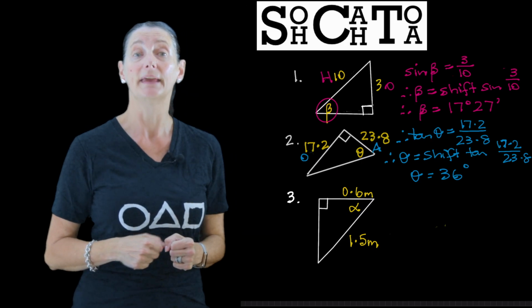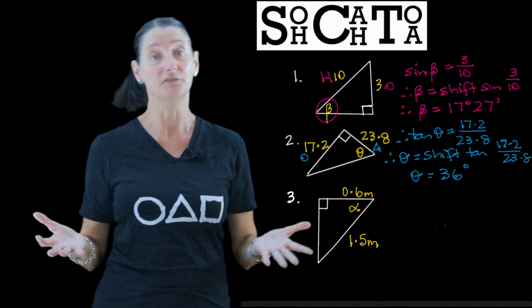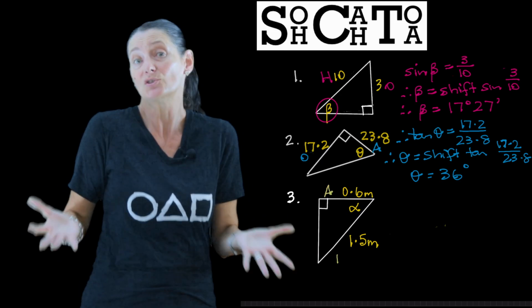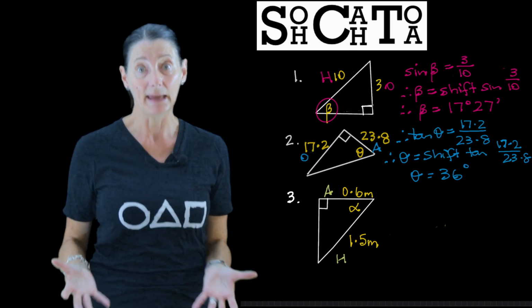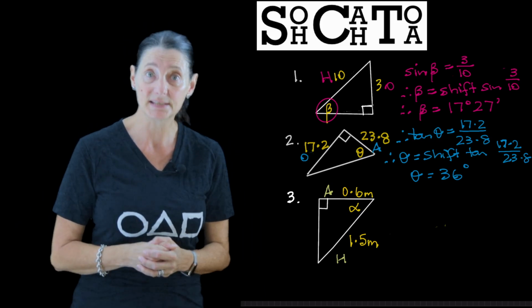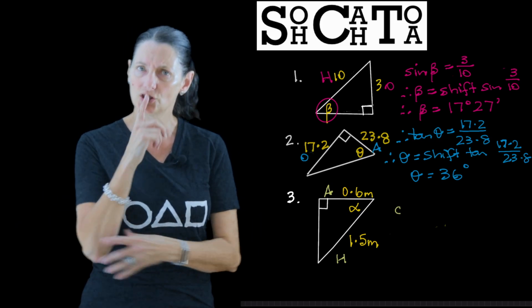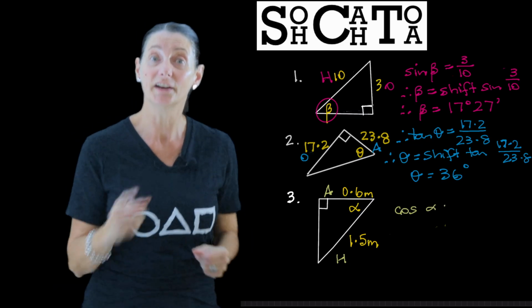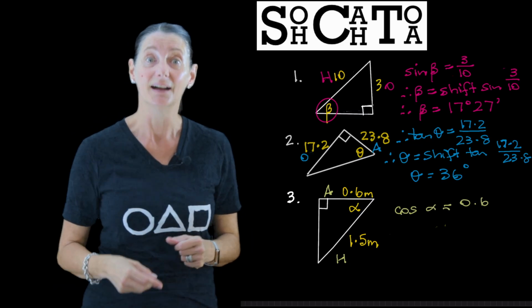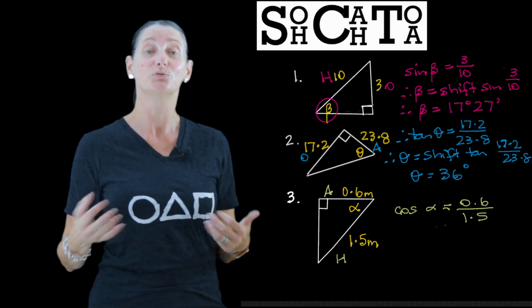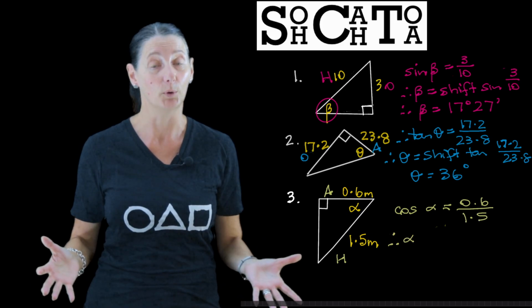This time I'm going to call the angle alpha. Well, remember, alpha is just the first letter of the Greek alphabet, but it's also an unknown. So I'm going to label my triangle. I've got the adjacent and the hypotenuse. Adjacent and hypotenuse. That's right, it's cos for the car. So cos alpha equals 0.6 over 1.5.